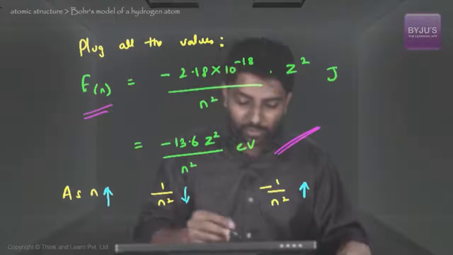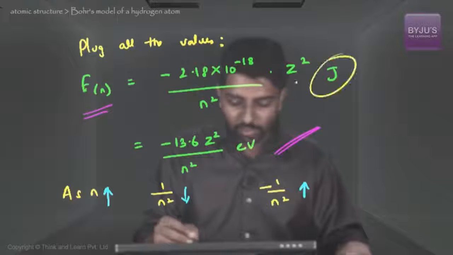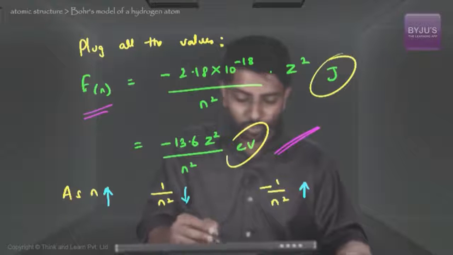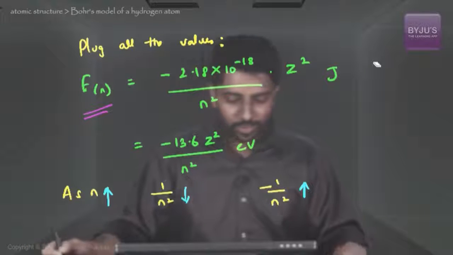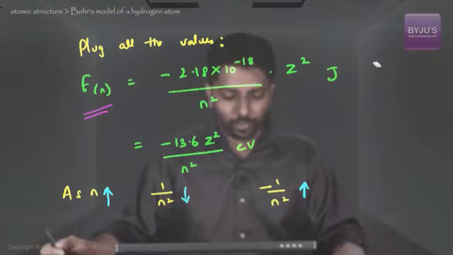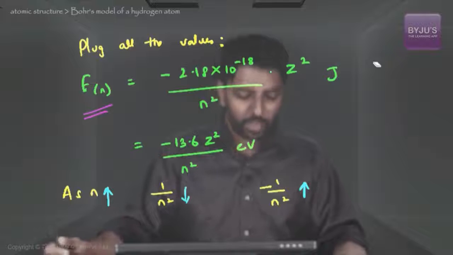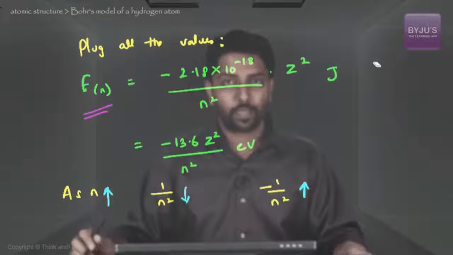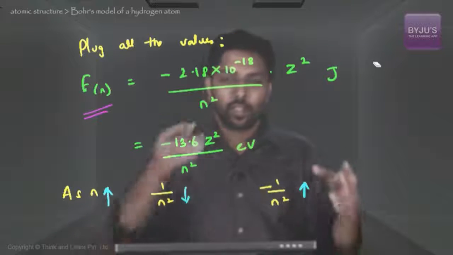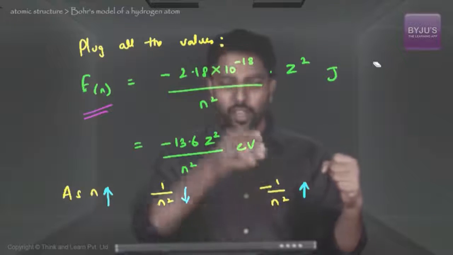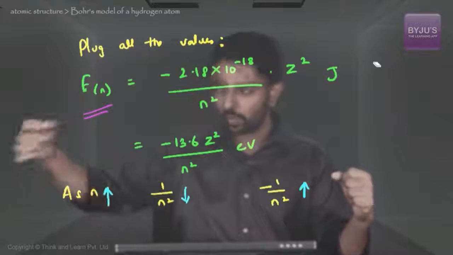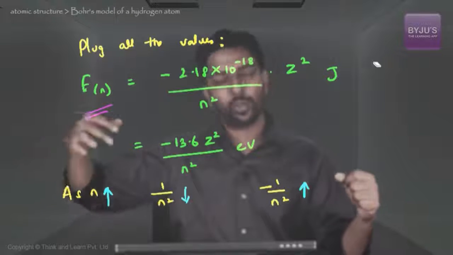So there are two different units here. One is the joule and the other is the electron volt. So in both cases we have given you the values, and you have to remember these values. And like I told you earlier, as n increases, as in n equals 1 is the closest energy state to the nucleus, n equals 2 is farther, n equals 3 is farther and so on, n equals infinity is going to be the farthest.